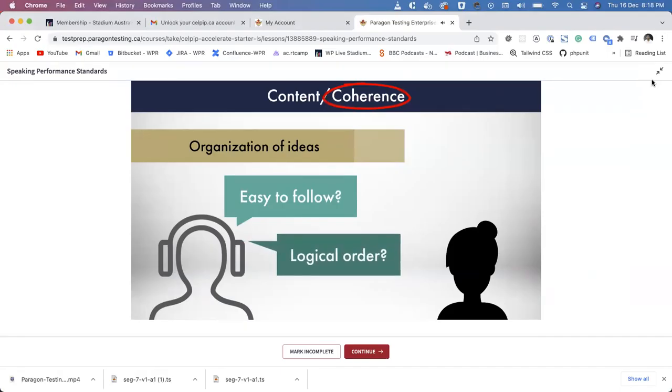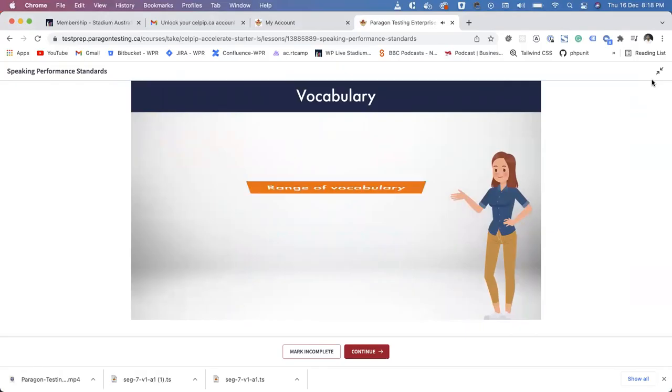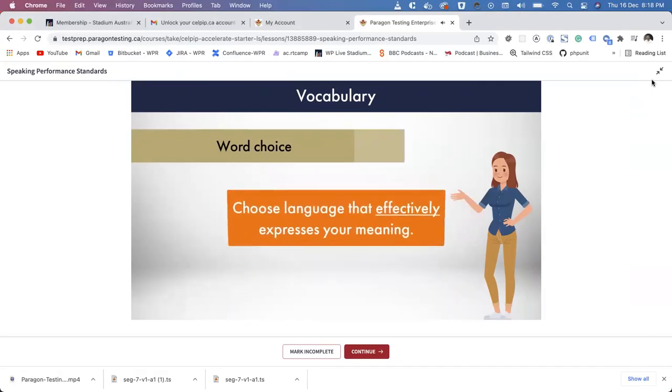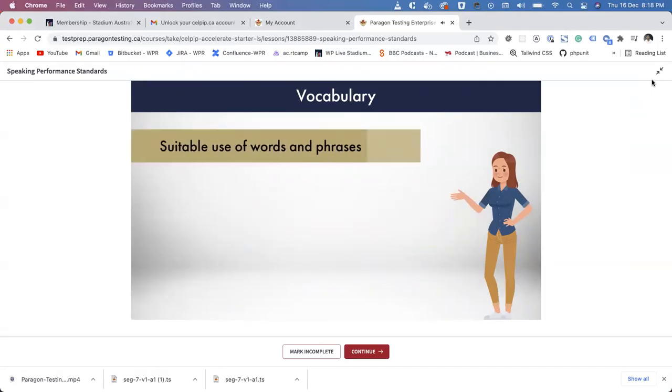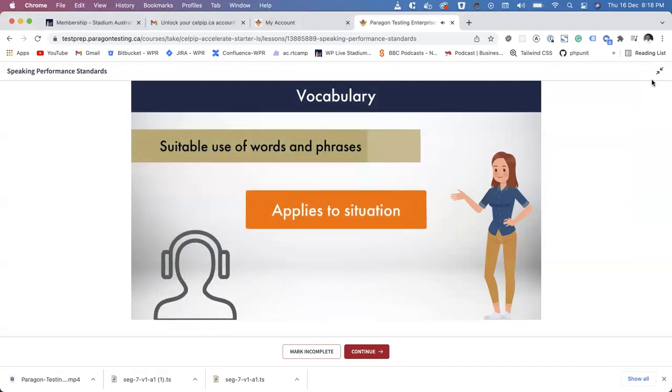The second dimension is vocabulary. In this dimension, the raters think about the range of your vocabulary and whether you can use it naturally. The first factor is word choice. It probably doesn't come as a surprise that it's important to choose language that effectively expresses your meaning. The next factor is suitable use of words and phrases. Raters look for language that applies to the situation and is used correctly.